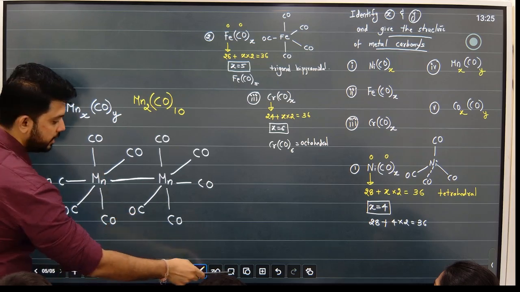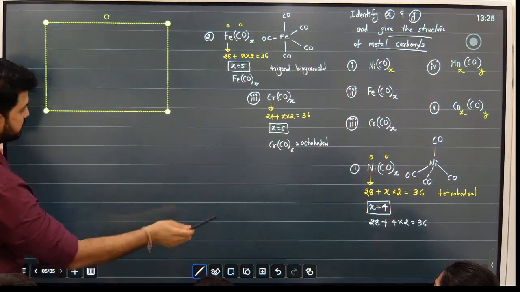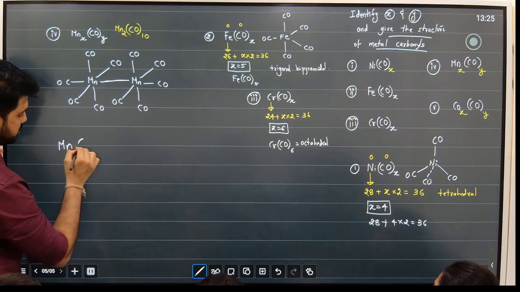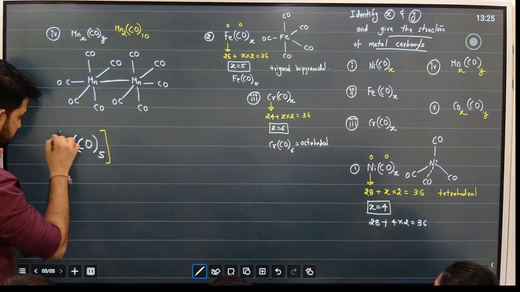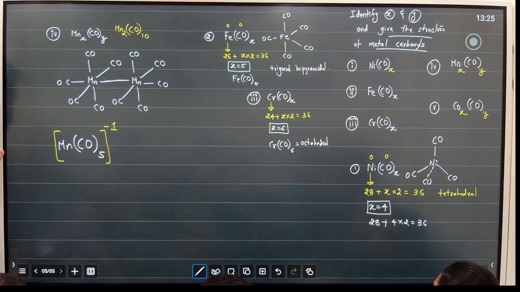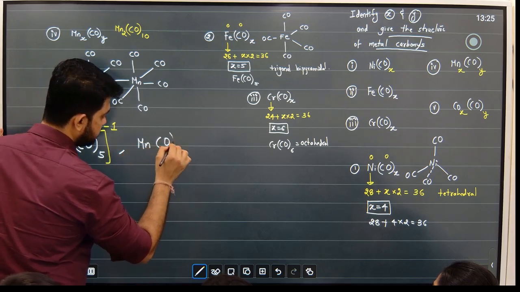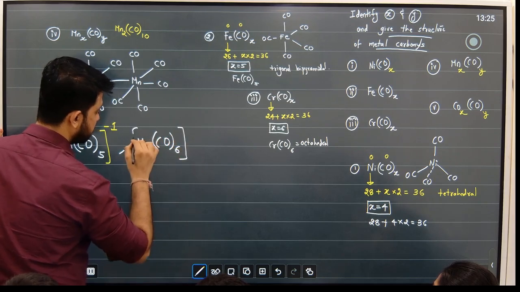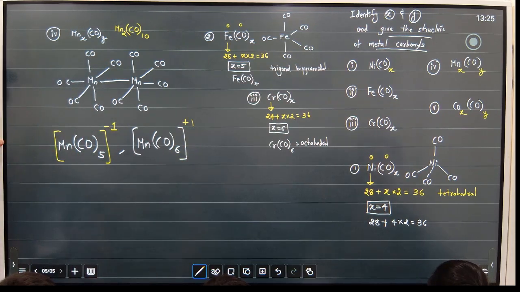Now that's not the only way to reach this. There can be multiple different configurations. For example, you can take Mn(CO)5 and this is also 36, or you can take Mn(CO)6 and +1. Did you get that? So they can ask anything. So various combinations you can try.